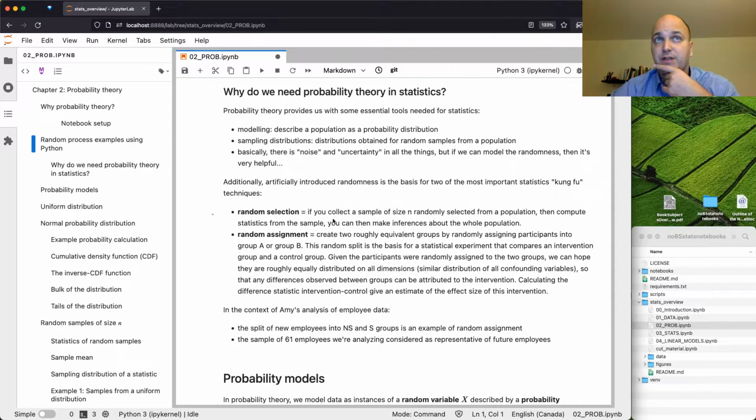You can read this for details, but the main reason we need probability is to model the distribution of data. So if you have a population, we can fit a mathematical model. We can choose a mathematical model to describe the population. So that is a big factor. And another factor is analyzing the sampling. So what can you expect if you take a sample from a population? What are going to be the properties of the sample?